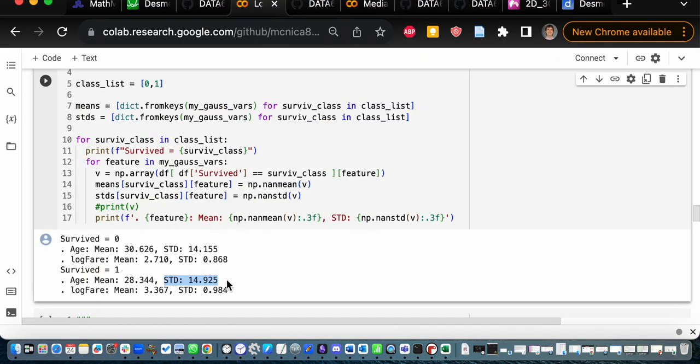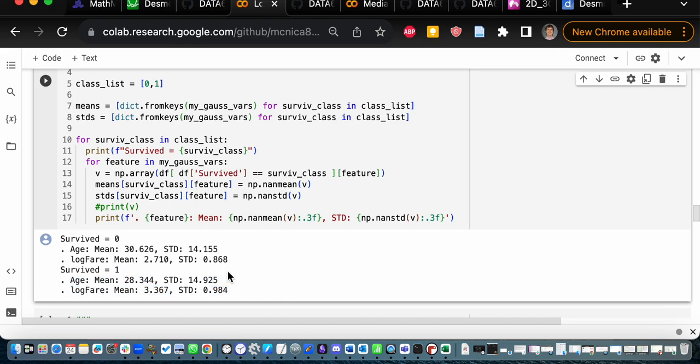Okay. Where did the thing go? Not this one. This one. Okay, so that is for the age. And then I did the same thing for the log fare. So this is the log of the amount of money you paid for your ticket, which has a mean of 2.7 if you died, and a mean of 3.3 if you survived. So again, if you paid more money for your ticket, it was more likely you came from this survived class.